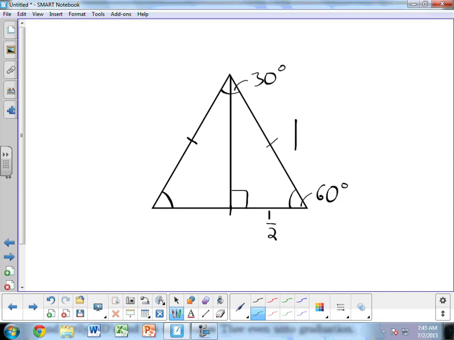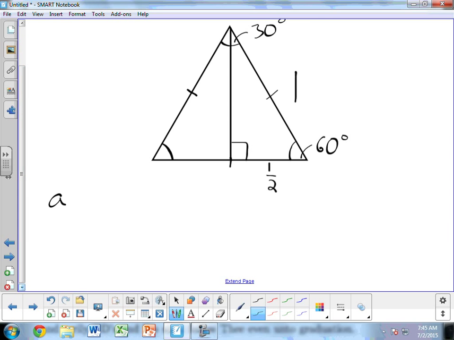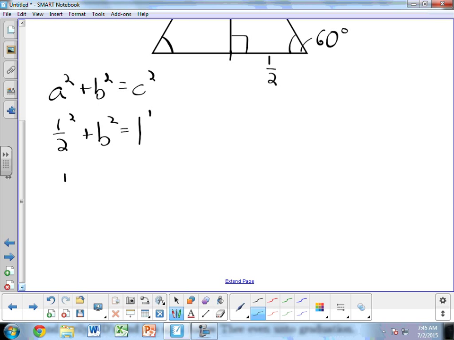Now all we need to do is find the length of the altitude, and to do that we use the Pythagorean theorem. The Pythagorean theorem says a squared plus b squared equals c squared, where a and b are the legs and c is the hypotenuse. In this case, a is 1/2, b will be our altitude, and c is going to be our hypotenuse, which is 1. We want to solve for b. So I'm going to square everything. 1/2 squared is 1/4, plus b squared equals 1 squared, which is just 1.